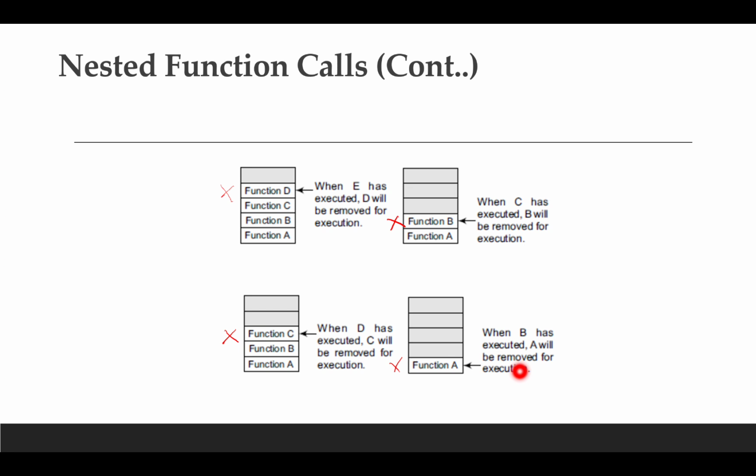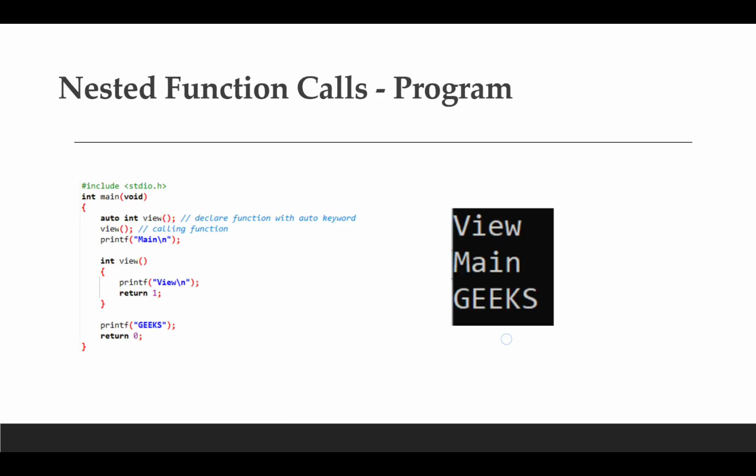So whenever a function calls another function, it will be stored in the stack, and it remains stored until the called function is completed. Once it is completed, we remove it from the stack and continue the process.